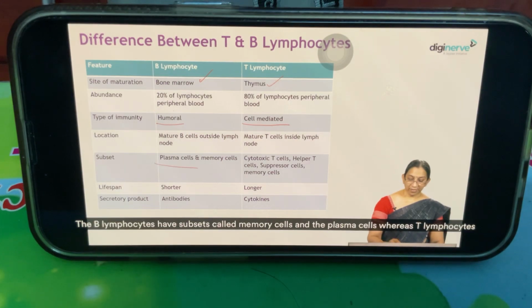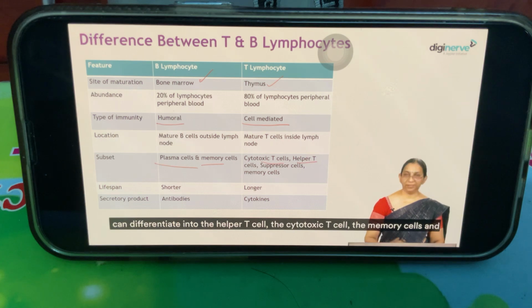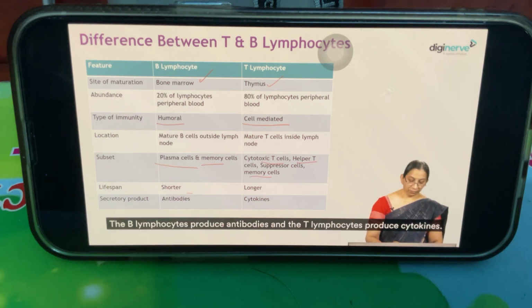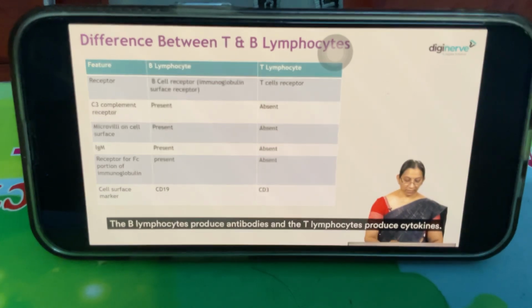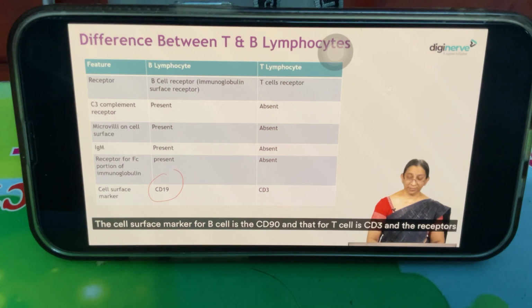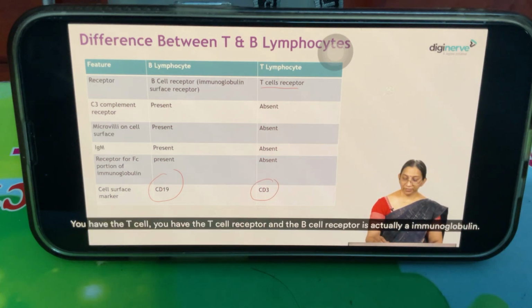The B lymphocytes have subsets called memory cells and the plasma cells, whereas T lymphocytes can differentiate into the helper T cell, the cytotoxic T cell, the memory cells, and the T regulatory cells. The B lymphocytes produce antibodies and the T lymphocytes produce cytokines. The cell surface marker for B cell is the CD19 and that for T cell is CD3. And the receptors are different. You have the T cell receptor, and the B cell receptor is actually an immunoglobulin.